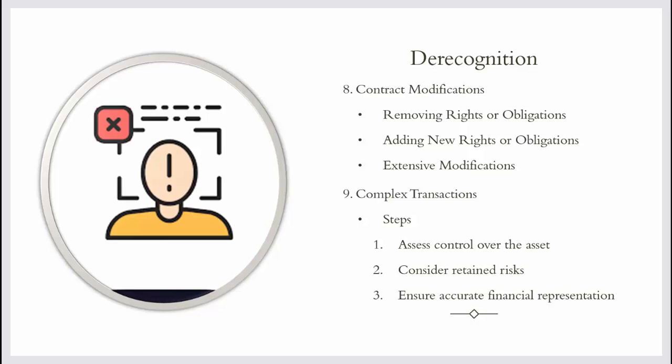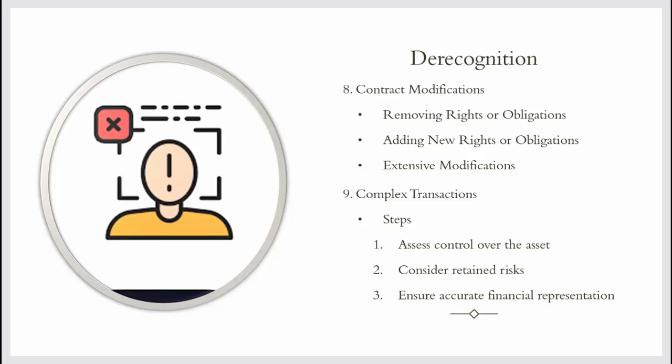Follow derecognition steps if the change removes existing rights or obligations. For instance, if a company modifies a loan agreement to eliminate some payment obligations, it should derecognize those obligations. Adding new rights or obligations. Decide if the new parts are separate or part of the existing ones. For example, adding new payment terms to a contract might require recognizing new liabilities.